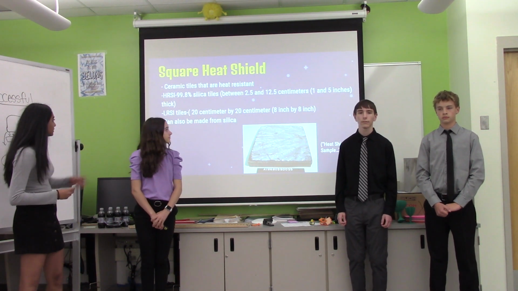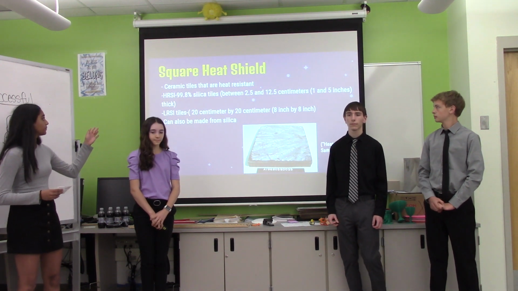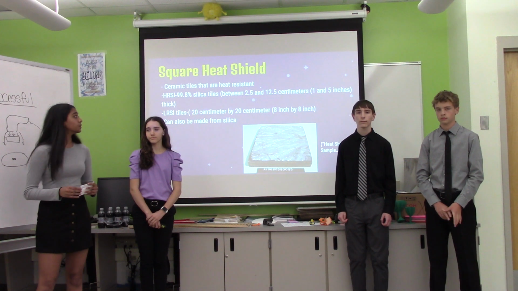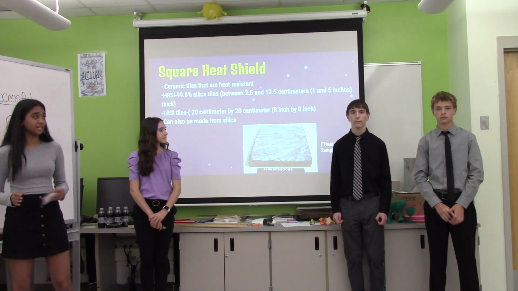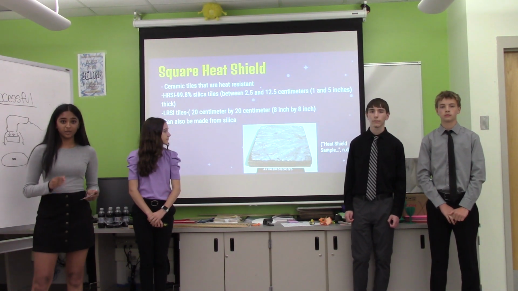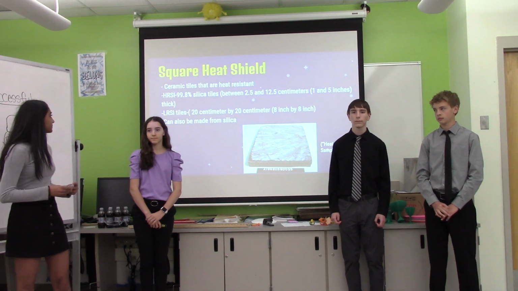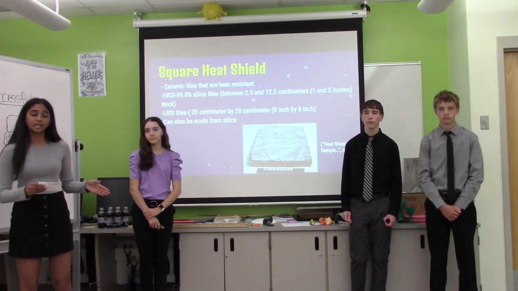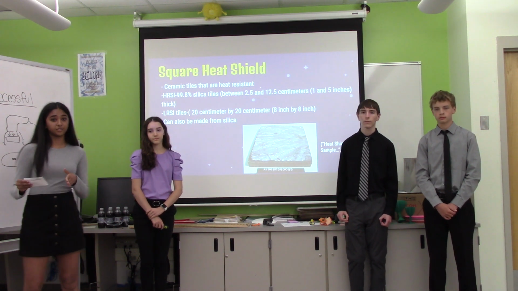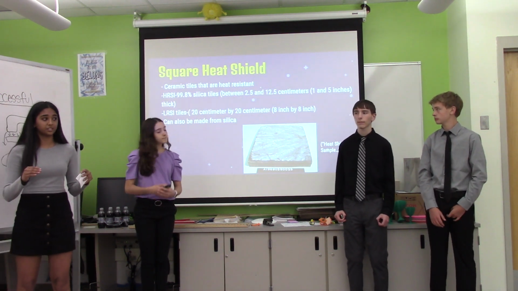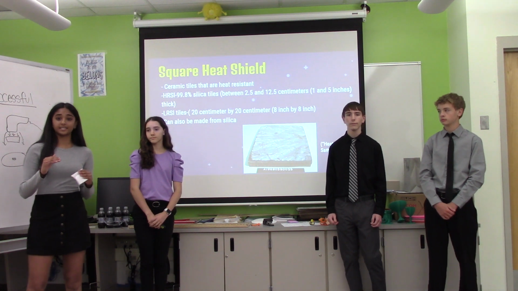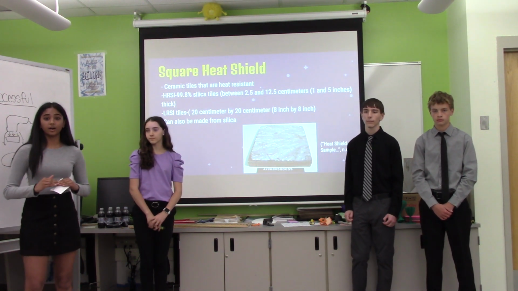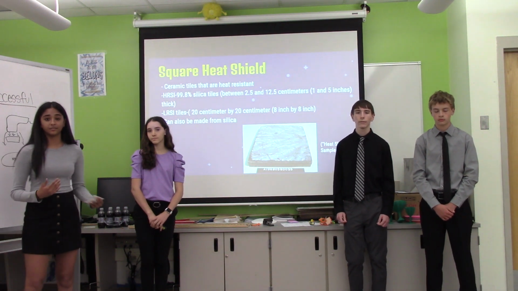HRSI tiles tend to be made from 99.8% silica, and they range between 2.5 to 12.5 centimeters and are 1 to 5 inches thick. Then when looking into LRSI tiles, we see that they are 20 centimeters by 20 centimeters. When making square heat shields, they tend to put HRSI tiles on the top as they tend to have more heat resistance, and then LRSI tiles on the bottom as they tend to have a lower heat resistance.